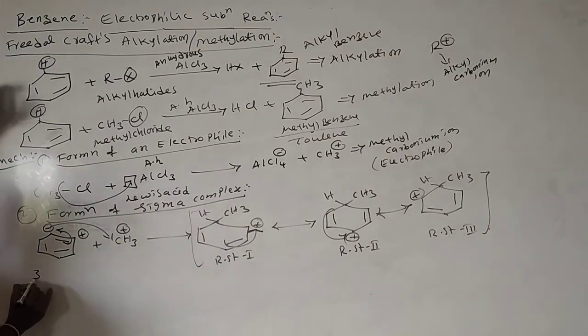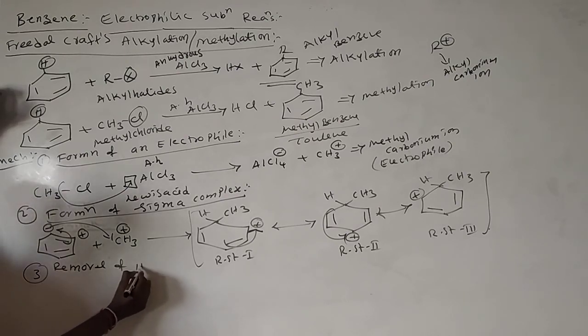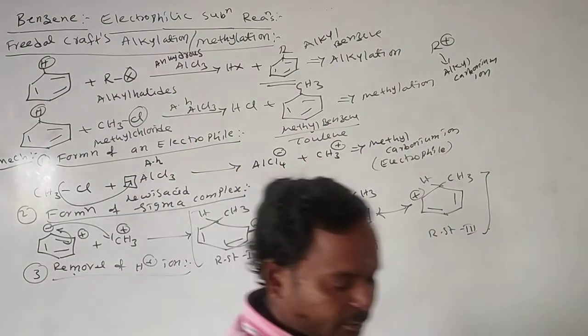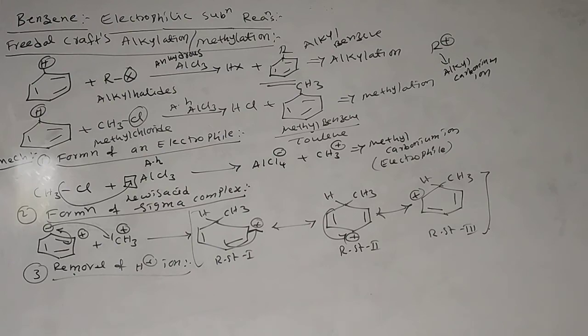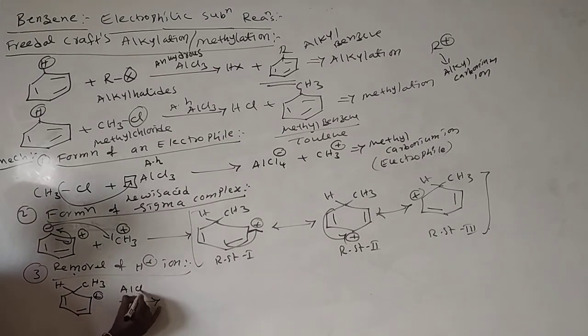The third step: removal of H plus ion. How will we remove the H plus ion? We will see here. Take any one of the resonance structures: plus, here H, here CH3, here a bond. It reacts with AlCl4 minus.